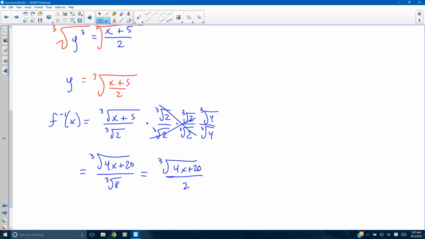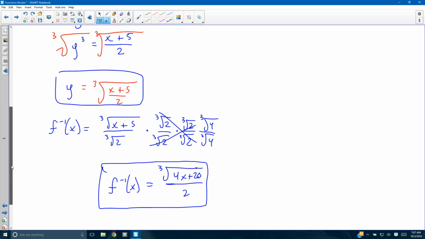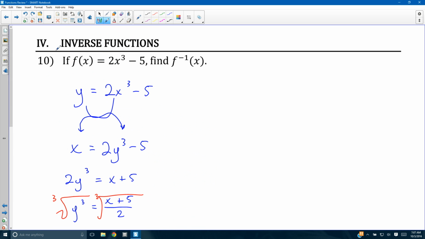So that is the most appropriate answer when it comes to the end. Otherwise, that one's okay. You get to there. But here, this is the inverse function, completely simplified. There you are. That's it. That's the only inverse function we had to find.